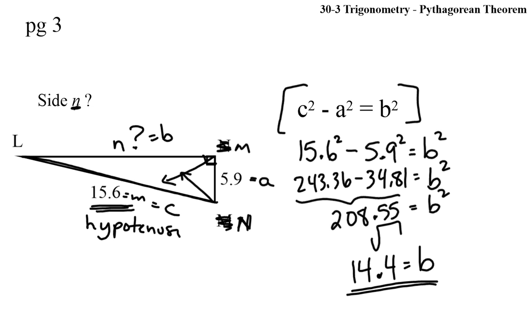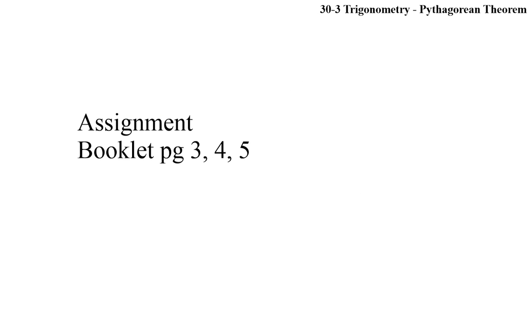So again, let's take a look. We're now saying that 14.4 is B, or N in this case. Why do I like that answer? Because there's our hypotenuse at 15.6. We've calculated one of the shorter sides, and it is shorter. And that's what's important. So there's Pythagoras, a nice, easy way to work into the trig unit because it's review.